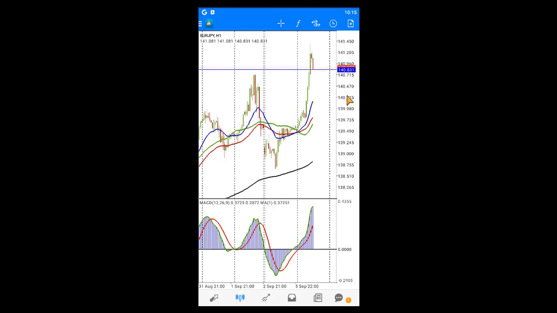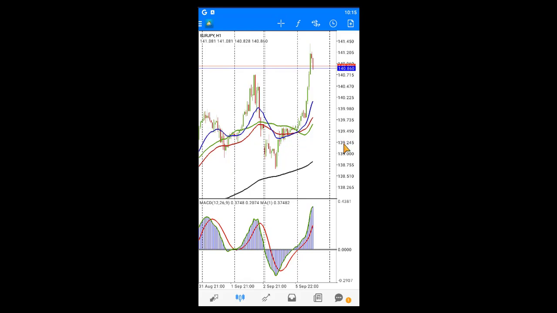Okay, now let's do a stop loss of, let's say, the same 50 pips. Or we can use below this moving average.